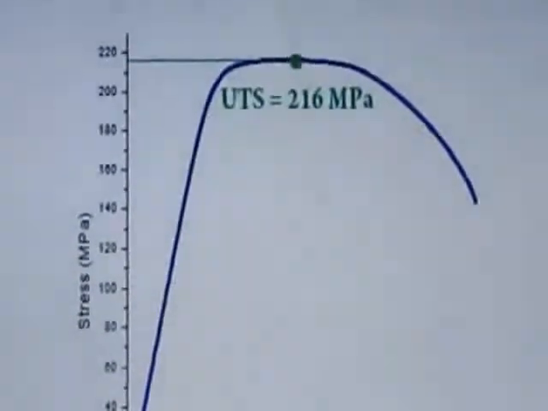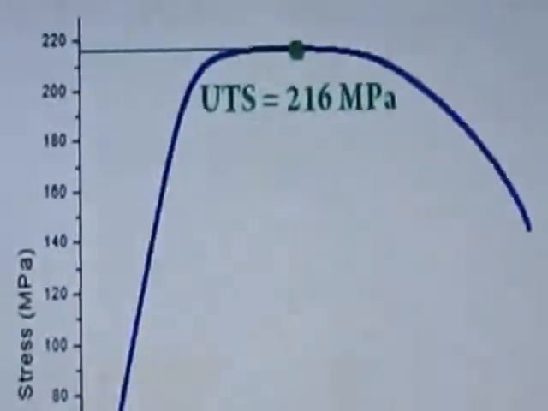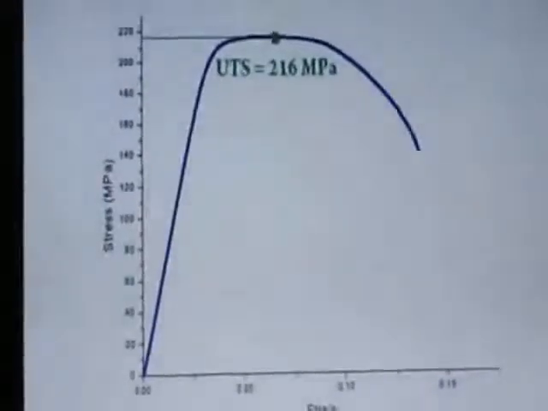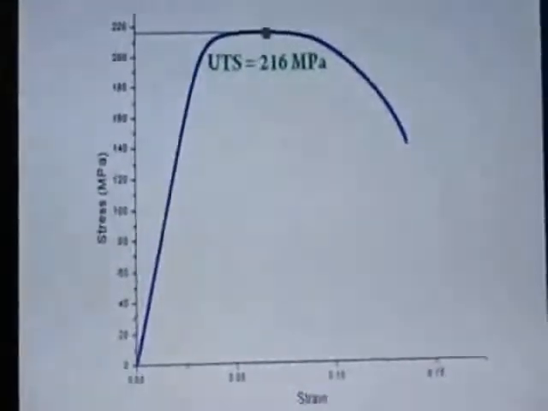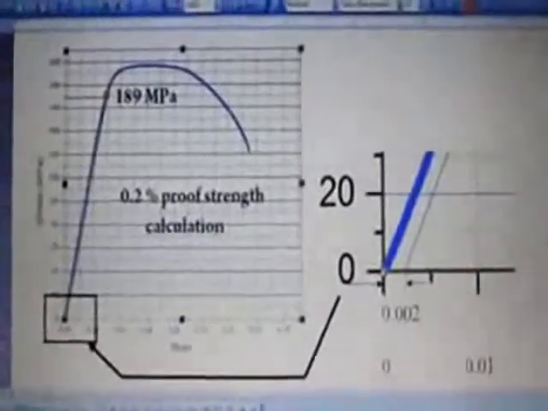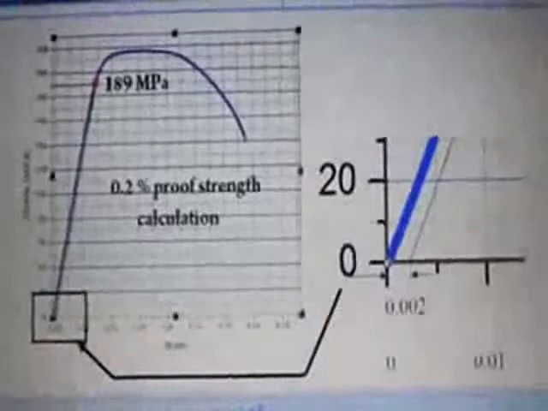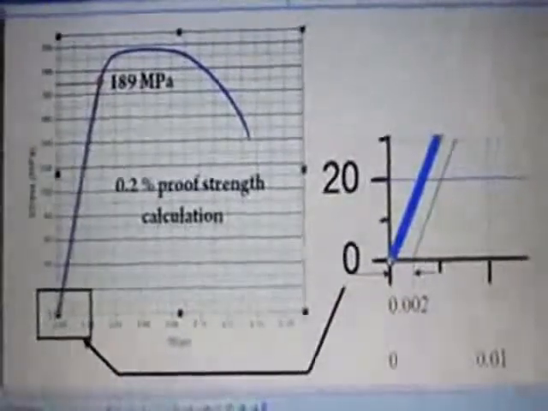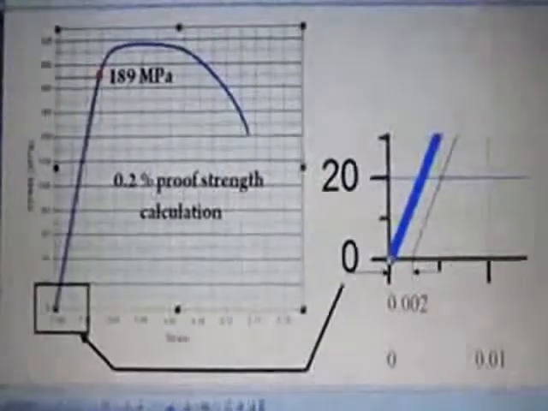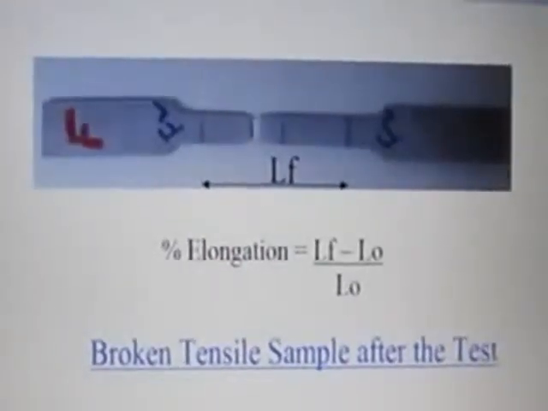It is 216 megapascal. In some materials, the stress at which the material changes from elastic to the plastic behavior is not easily detected. In this case, the offset yield strength is determined. A line is constructed parallel to the initial portion of the stress strain curve but offset by 0.002 millimeter divided by millimeter or 0.2% from the origin. The 0.2% offset yield strength is the stress at which the constructed line intersects the stress strain curve.